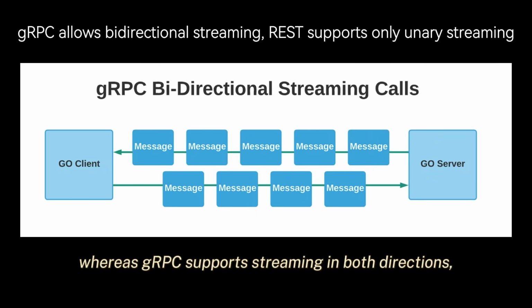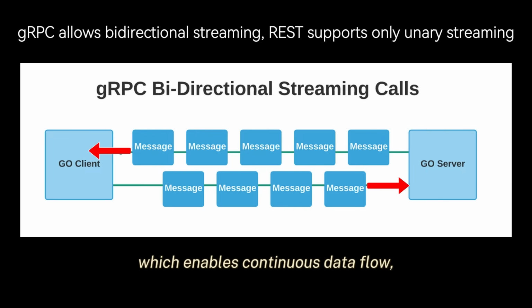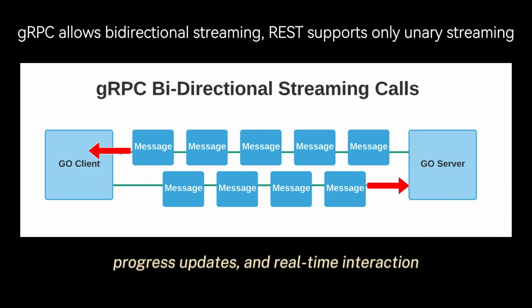REST over HTTP 1.1, by contrast, incurs much more overhead per request and struggles with bidirectional communication, whereas gRPC supports streaming in both directions, which enables continuous data flow, progress updates, and real-time interaction.